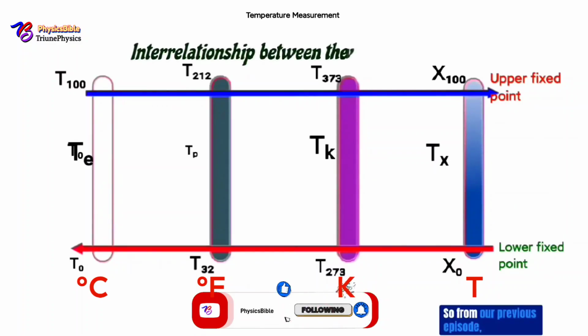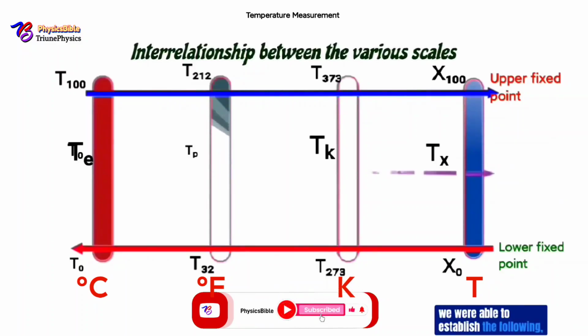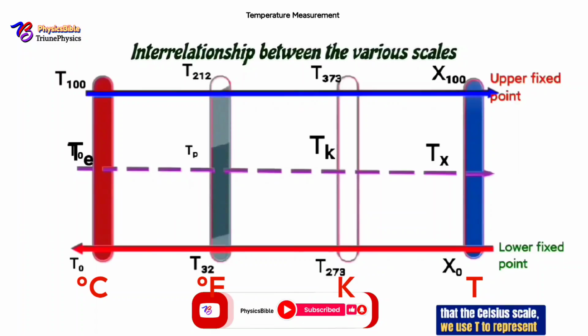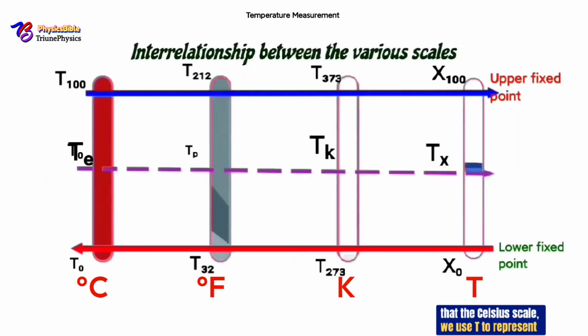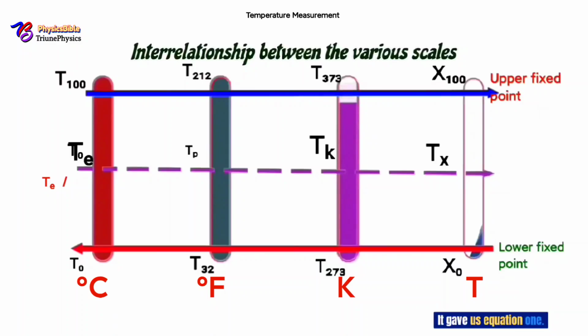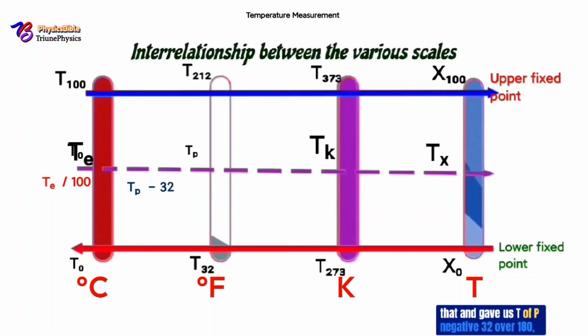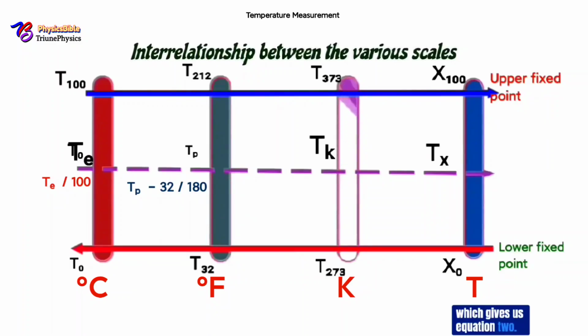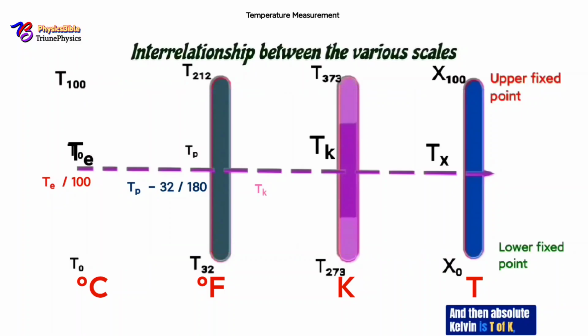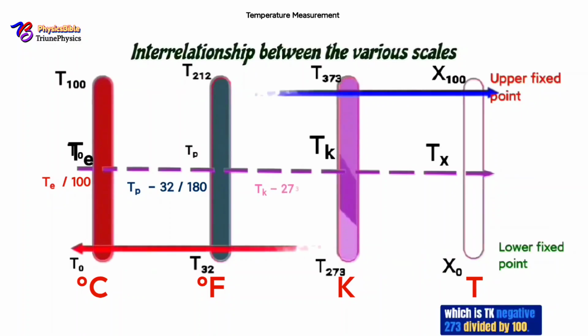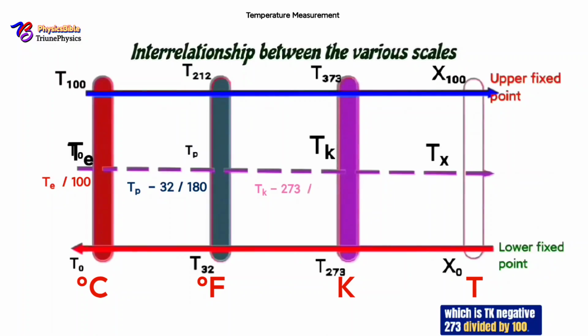Is that clear? So from our previous episode, we were able to establish the following. For the Celsius scale, we use T of C to represent that, and the formula was T of C divided by 100. It gave us equation 1. Then for the Fahrenheit scale, we use T of F, which gives us T of F negative 32 over 180, which gives us equation 2. And then absolute Kelvin is T of K, which is T of K negative 273 divided by 100. It gives us equation 3.